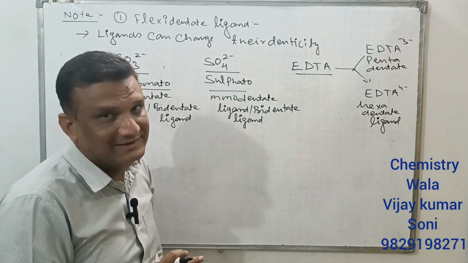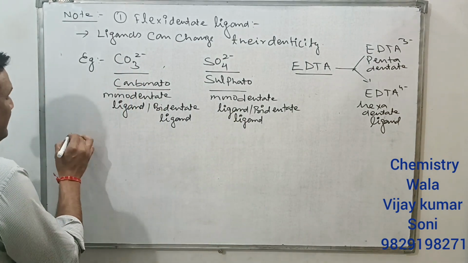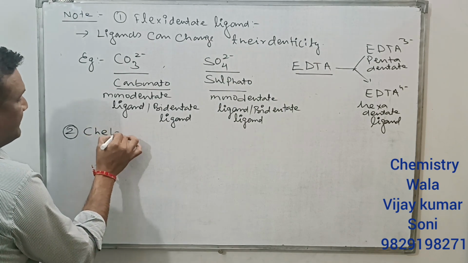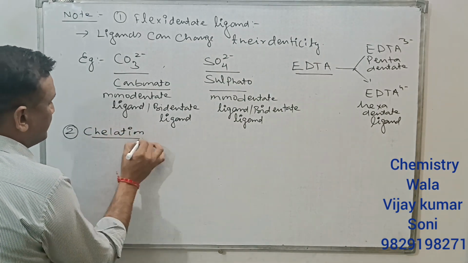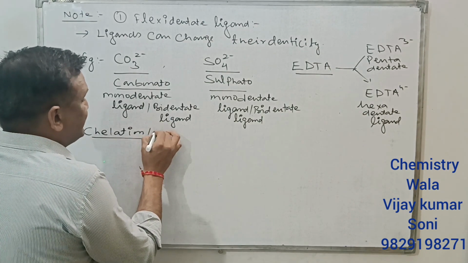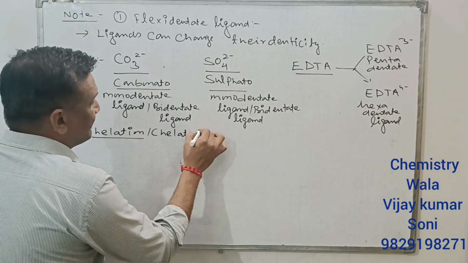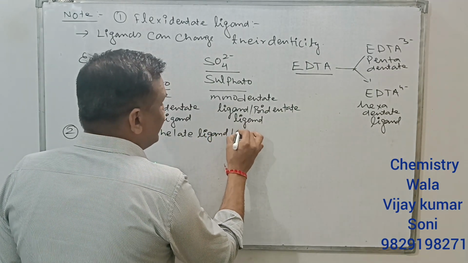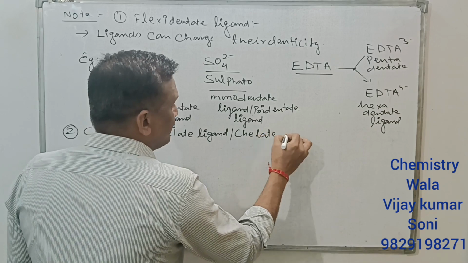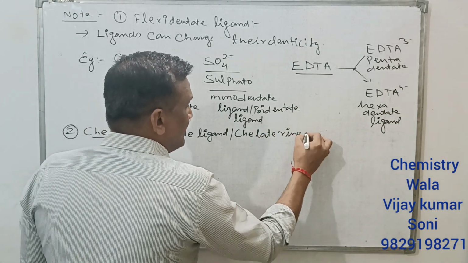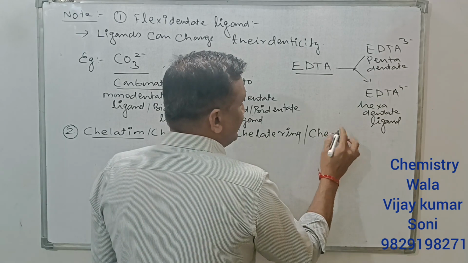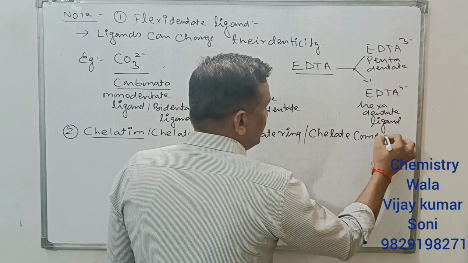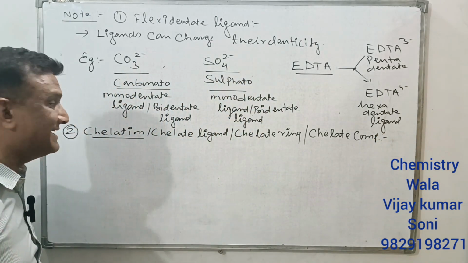This was about the flexidentate ligand. We'll take another word also. The second point is chelation. It's a very important word, chelation. Another we can say is chelate ligand. Another we can say is chelate ring. And another is chelate compound. All these words are related to each other.